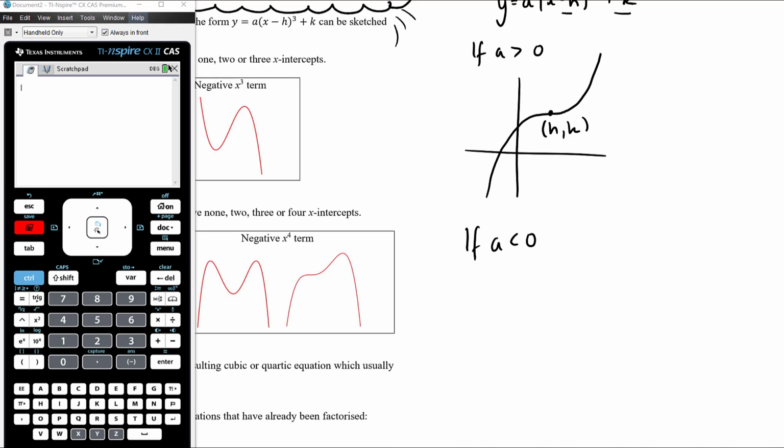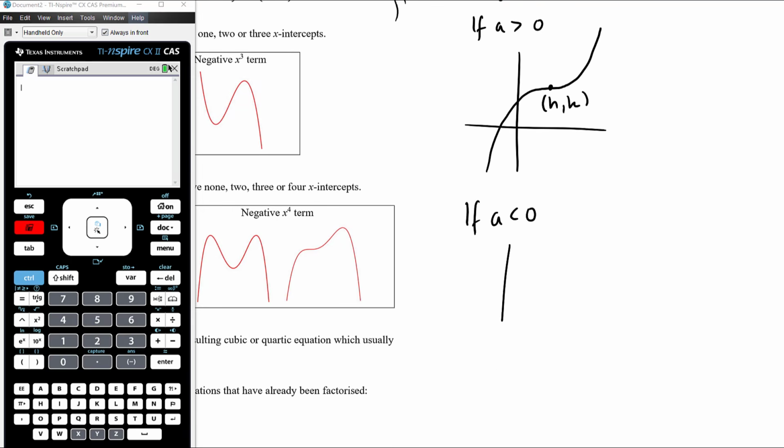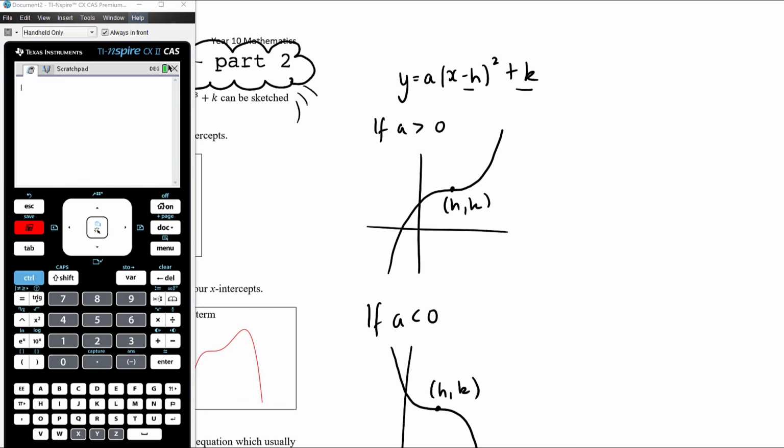If a is a negative number, that's going to have reflected the graph in the x-axis, so the shape will go down as we go from left to right with its turning point still at (h, k). We also looked at quartics, y equals a times x, sorry, I wrote squared up there, so that's the cubic.